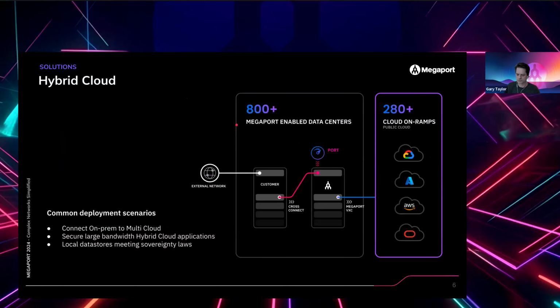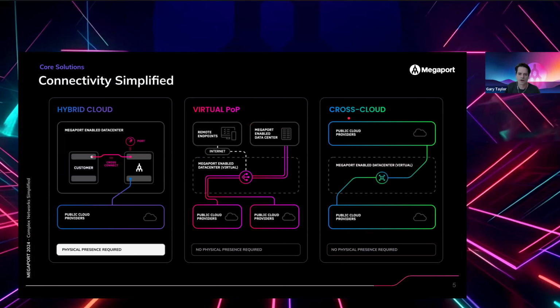We then have the cross-cloud option here. And here you create a virtual router, typically delivered in a metro with a high number of cloud service providers. The Megaport Cloud Router, as it is called, delivers high-performance, low-latency cloud-to-cloud access.